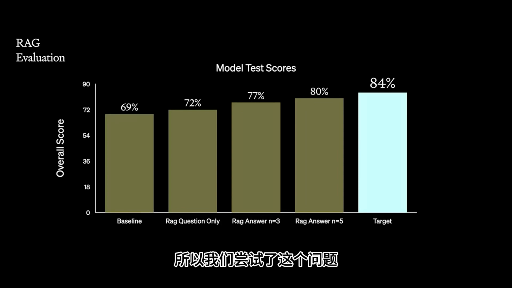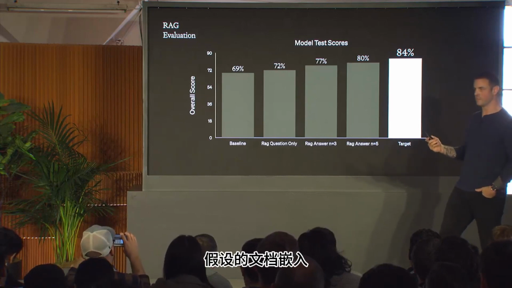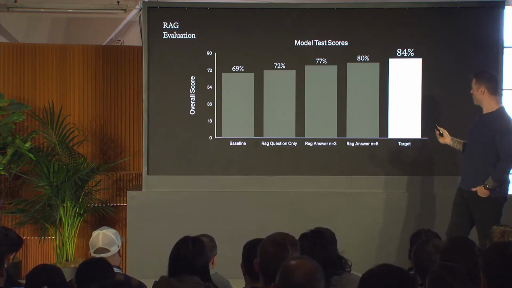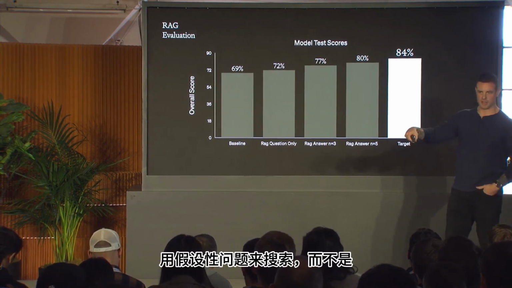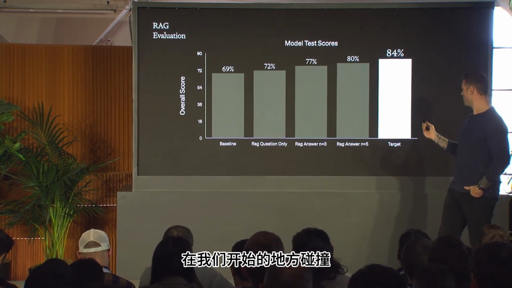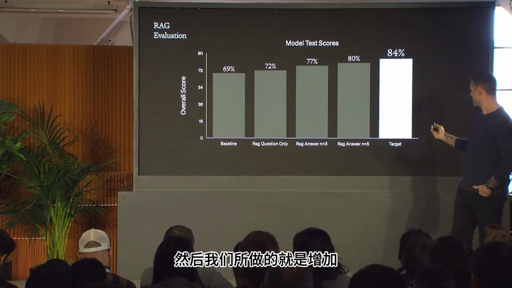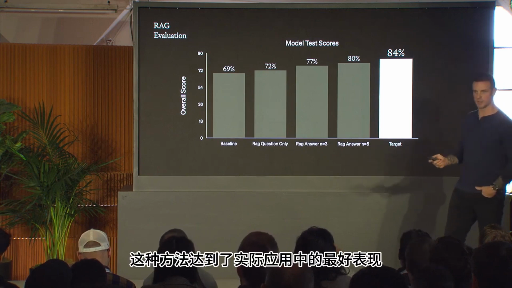So we tried with the question, and you can see that we got a 3% performance bump. Then using the answer, so the hypothetical document embeddings, we got a further 5%. Which is pretty cool. Just by using a hypothetical question to search rather than the actual input question, we got a massive performance bump over what we started with. And then all we did was increase the number of examples, and we got up to 4 points shy of the state of the art with this approach.